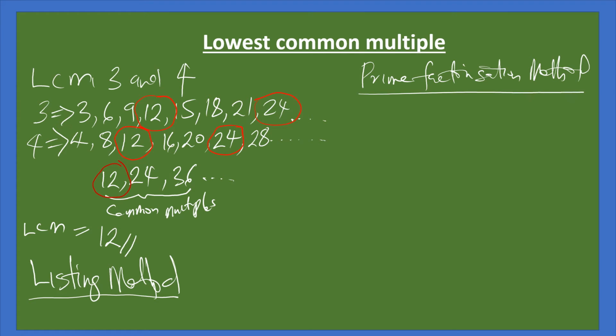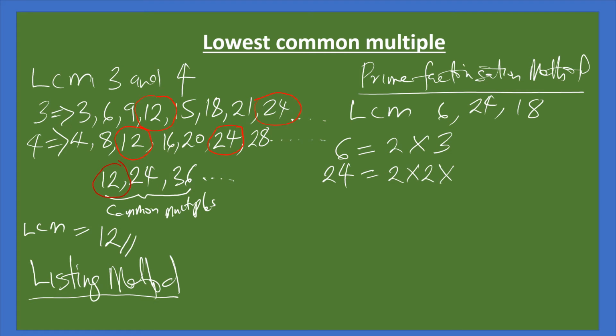So let's take another example. Let's find the LCM between 6, 24, and 18. Using the prime factorization method, we have that 6 will give you what? 2 times 3. 24 is going to give you 2 times 2 times 2, which is 8, times 3. And then the 18 is going to give you 2 times 3, which is 6, times 3 again.